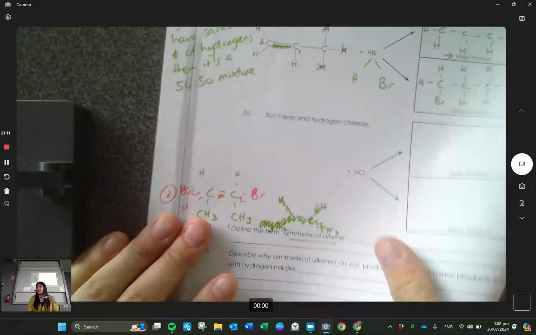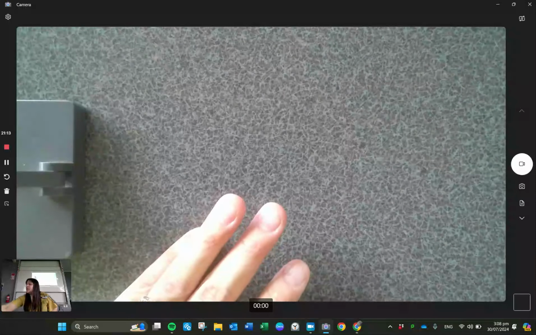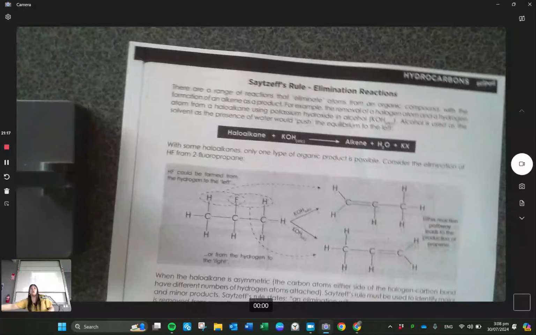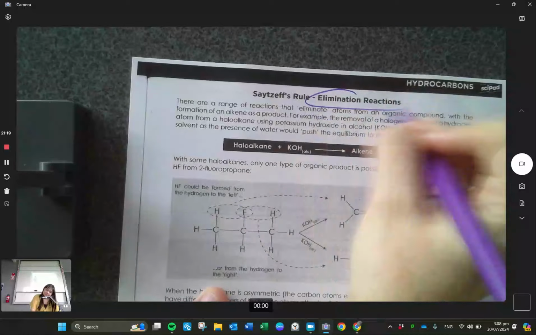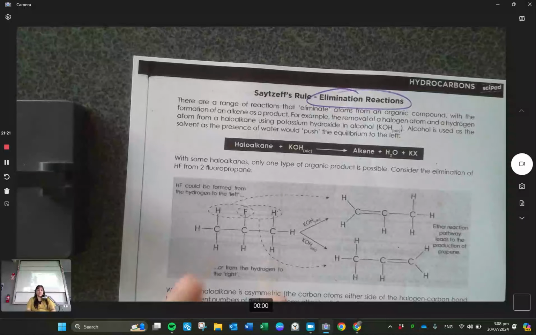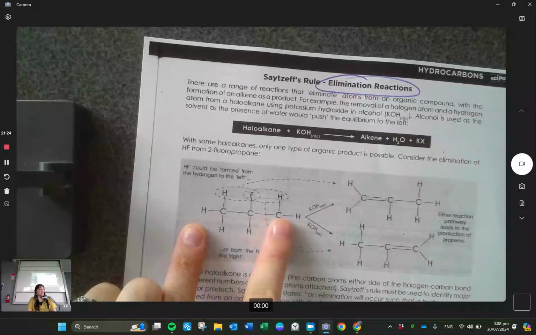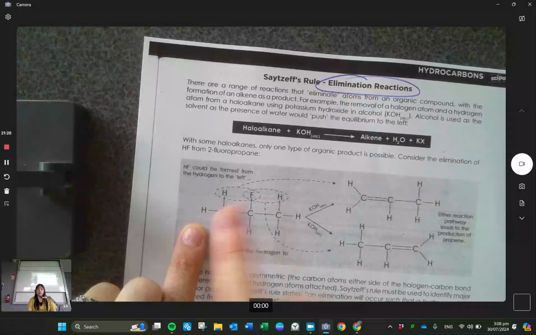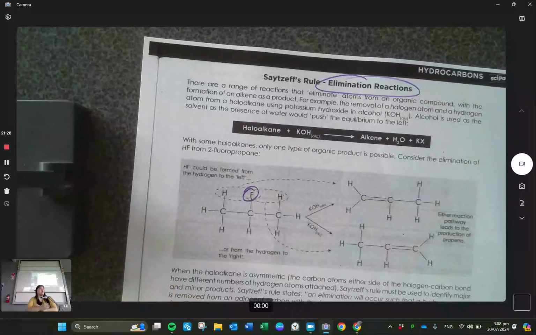All right, just watching our time, so I want to make sure I get through Zaytsev's. So Zaytsev's rule is an example of an elimination reaction. So we are removing stuff. All right, so I have an organic molecule here, and we are going to be removing a fluorine from this organic molecule, so that way I can make a double bond. I need to remove something from a neighboring carbon, because when we're talking about alkenes, they're always involving 2 carbons.